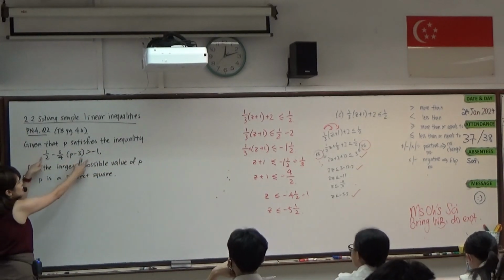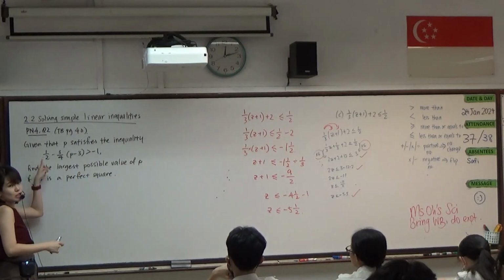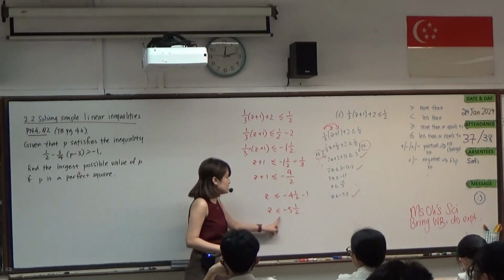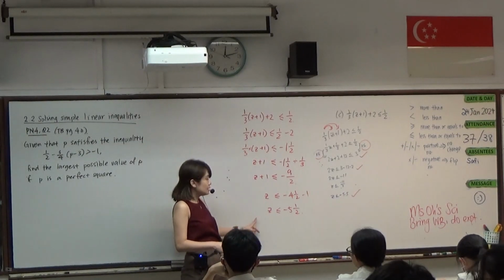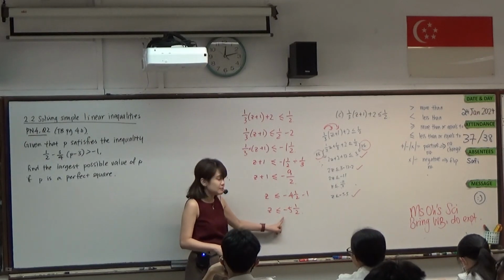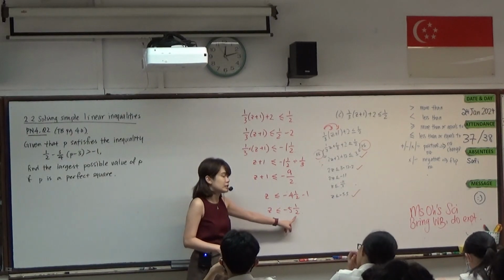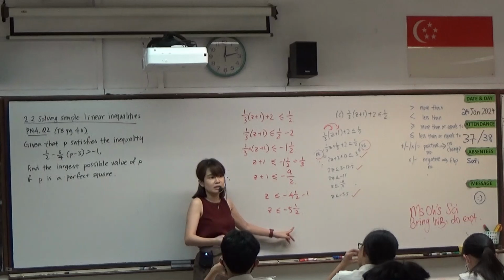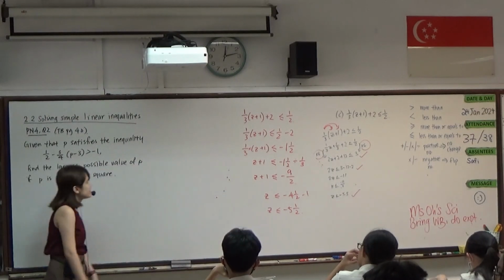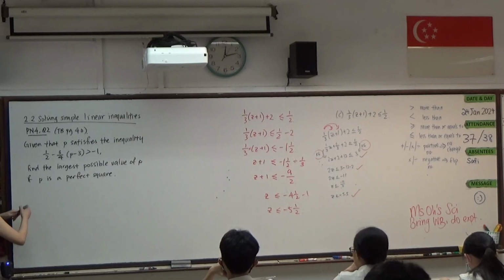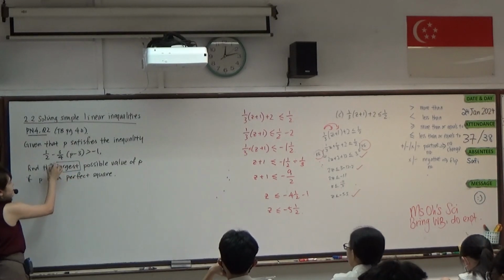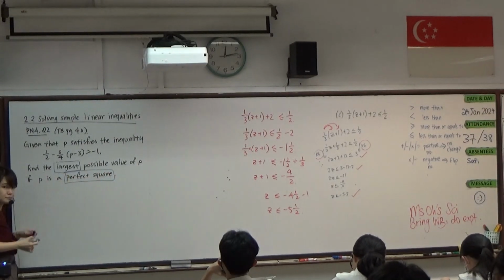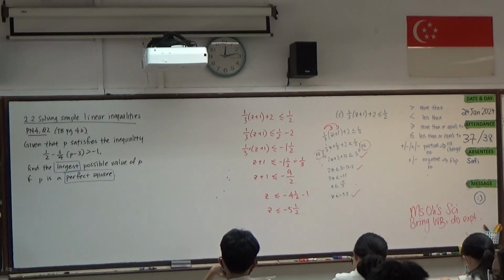Inequality means that it is part of this inequality over here, it is one of the solutions. We know that whenever we solve an inequality, there are many solutions because it is an entire range of values to look at. So for example, just now we saw that the possible solutions is anything that is less than or equals to negative 5 and a half. So it could be negative 6, negative 7, negative 7.2, negative 999, any of those numbers. Then the question asks over here for you to find the largest possible value of p, and p must be a perfect square. So that is the requirement of this question.